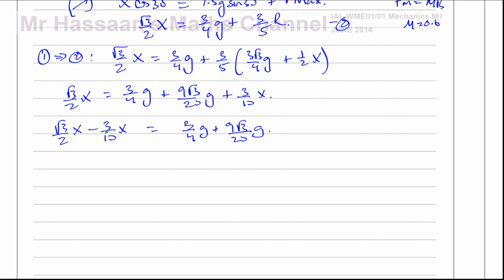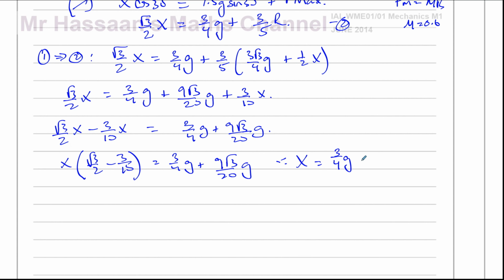If we take x out as common from here, we have root 3 over 2 minus 3 over 10 equals 3/4 g plus 9 times root 3 over 20g. So therefore, x is equal to all of this divided by that. I'm going to keep it like this because I much prefer to write decimals and then round them at the end. I'll write this in this form, divided by root 3 over 2 minus 3/10.